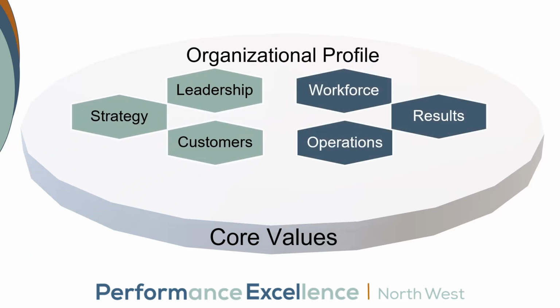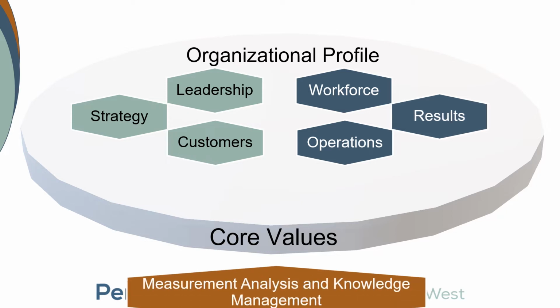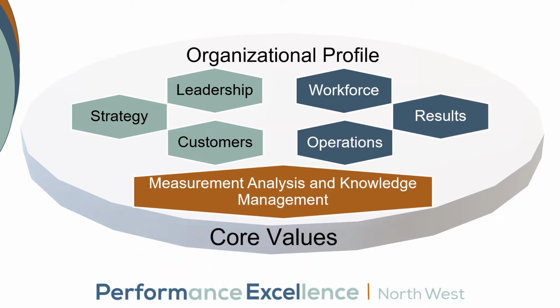As the organization learns more about the core values and organizational profile, it then begins to define and describe how it accomplishes the work of the 6 categories seen on this slide. The final category, measurement, analysis, and knowledge management, spans the entire model. More on this area and the other 6 areas will be summarized in the next several slides.